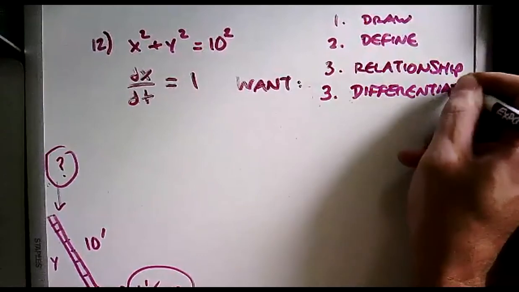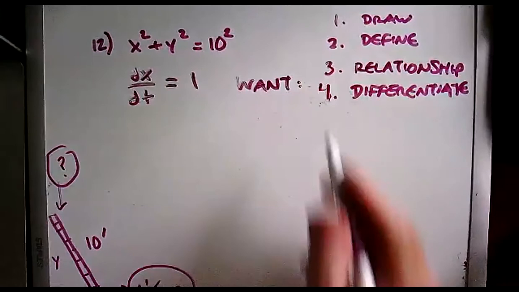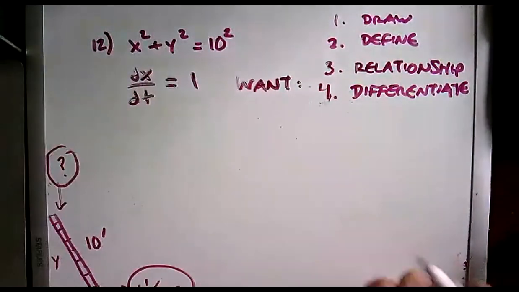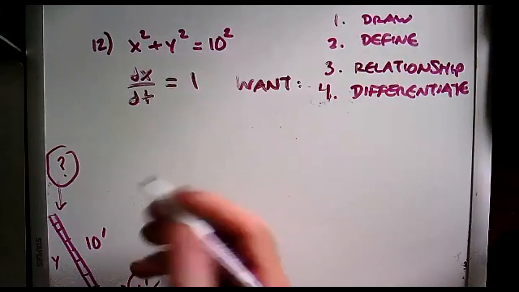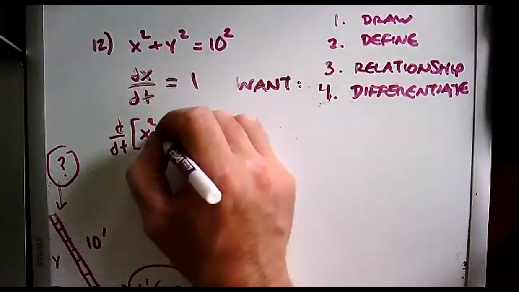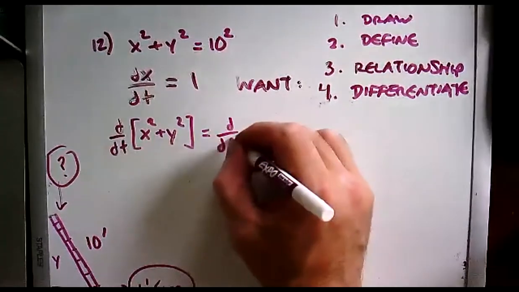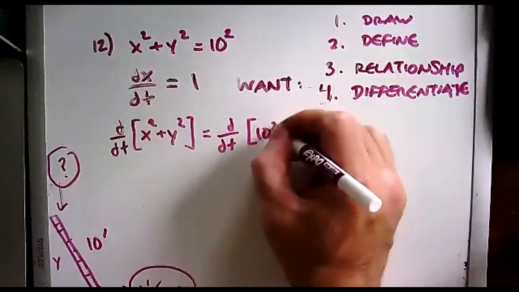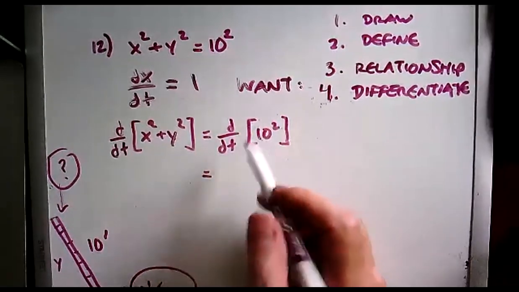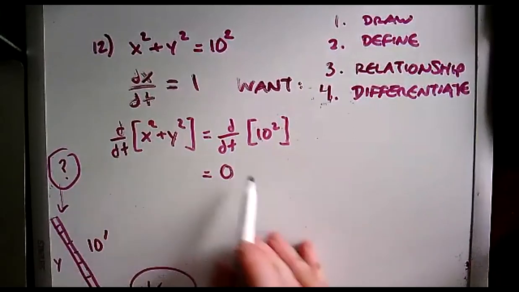I'm really regretting not having another D word for step 3. All right, for step 3, I'm going to take the derivative of x squared plus y squared equals 10 squared using implicit differentiation. So I'm going to do d/dt of x squared plus y squared and take d/dt of 10 squared. Don't be fooled because there's a square, the 2's not coming out. That's a constant, so the right-hand side is 0.